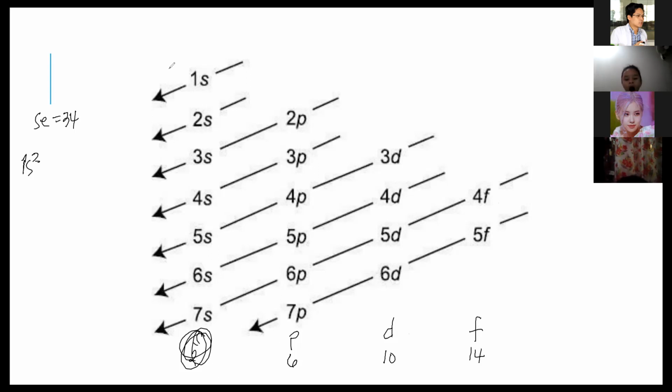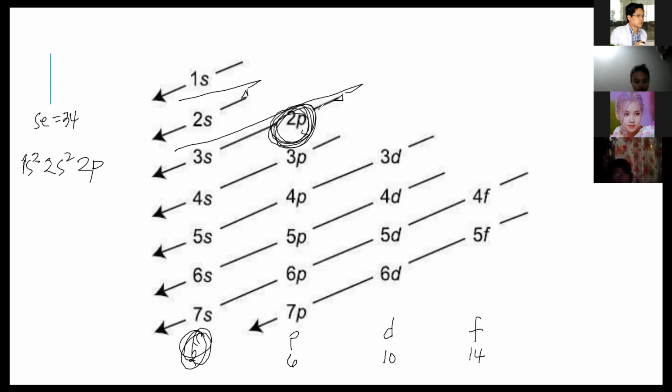So, let's start with 1s2 and followed by 2s2. Followed by 2p. What is the maximum number of electrons? We have 6. Oh, it's p, right? What is the number of electrons? 6. Right. 6. Going down.